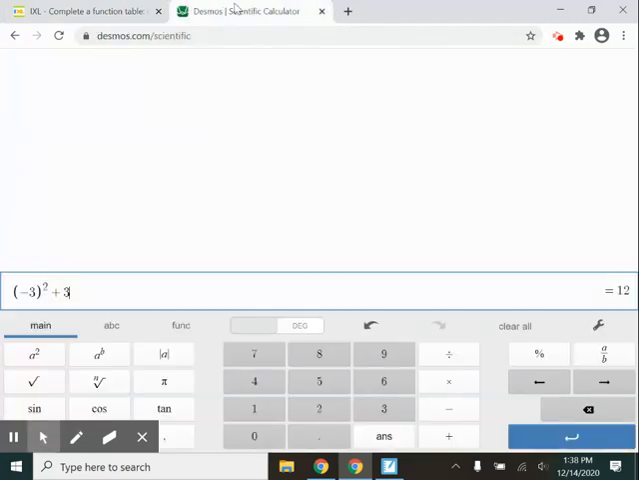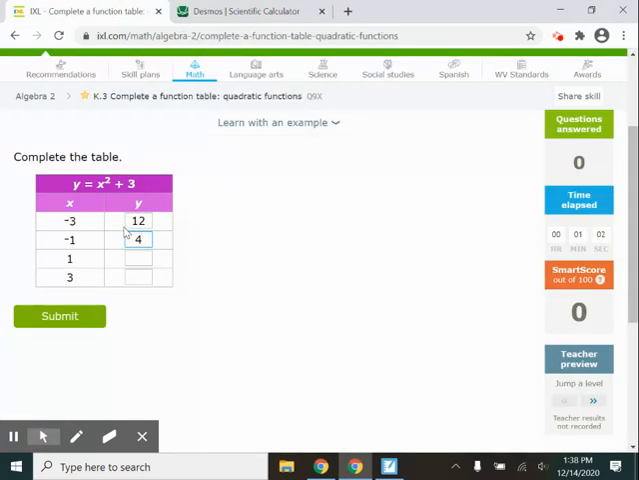I would do the same thing for -1. The nice thing about Desmos is you can go right into where you need to replace and just replace the number that you need to fix. So the next one is 4.